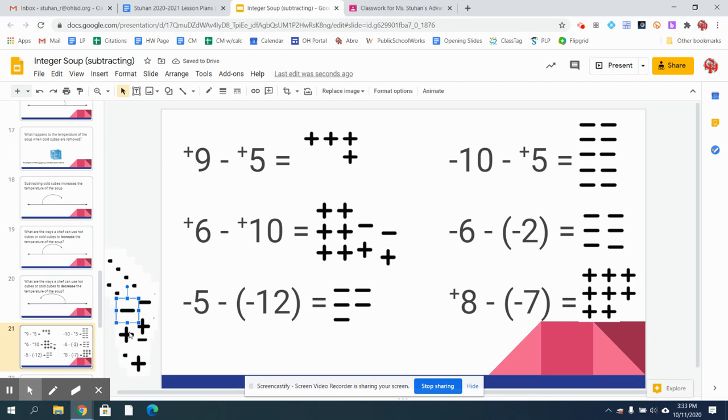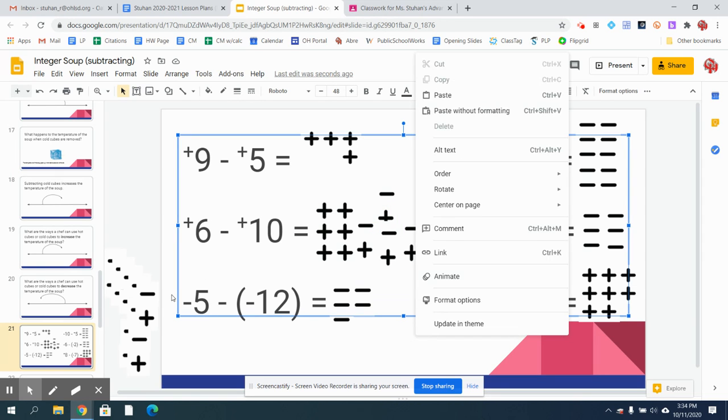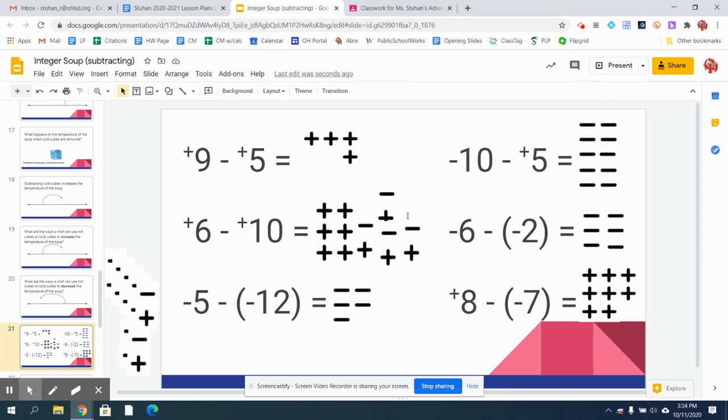Well, no, because we are adding zero pairs. So it does not affect anything. We still have positive 6. I've added 3 zeros. I'm going to add 1 more so that we can subtract and find our answer. So we've got our original 6 positives, hot cubes, and I've added 4 zero pairs in order to be able to subtract the 10 hot cubes or 10 positives.